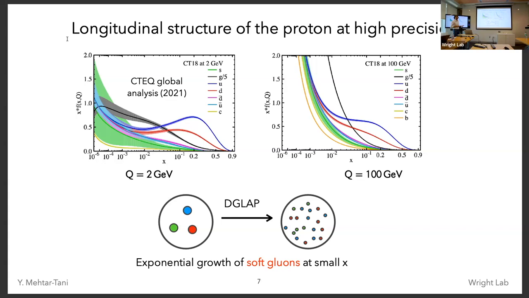So you see this rapid rise here of the distribution, in particular the gluon distribution, which is divided by 5. So in principle, it shoots up a lot more. It was reduced by 5 just to make it fit the plot. So the message here is that at low x, physics seems to change, and we see more and more soft. The dynamics is dominated by very soft gluons, weak gluons that are more and more present inside the proton at low x.